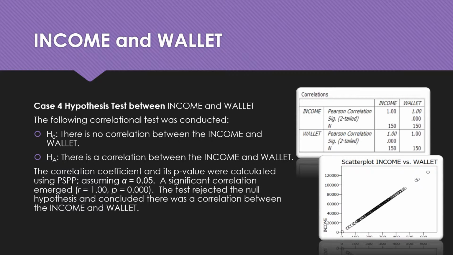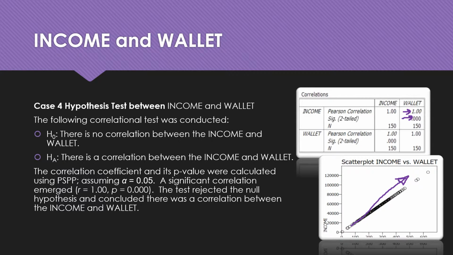So the first example, it's clear, the income and the wallet. When comparing the income and wallet using the PSPP, we are seeing that the R value is equal to 1, the P value is equal to 0, and when we are supporting the values with the graph coming from PSPP, we are seeing that there is a very strong positive relation.